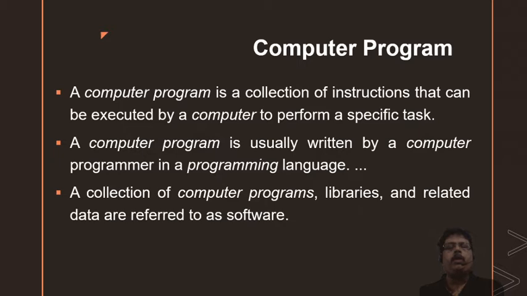A collection of computer programs, libraries, and related data is referred to as software. Now you may be asked the question, what is software? Software is a collection of programs, libraries and related data. So let us try to understand what is a program. We have already discussed what a computer program is. It contains a collection of instructions written in a sequential form, one after another. But it is not necessary that if it is written in a sequential form, the execution will also be done in a sequential form.